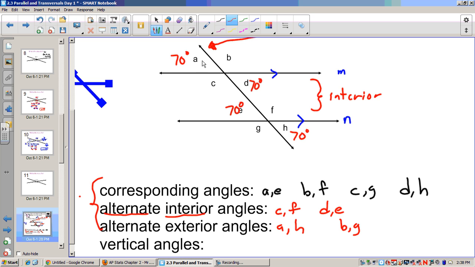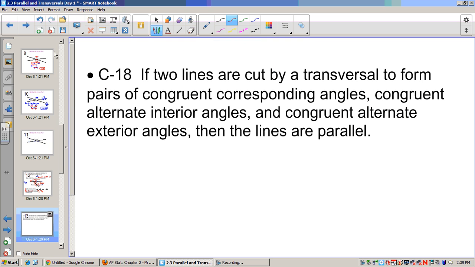Now you know linear pairs. These two are supplementary. So this would be 130, and its vertical will be congruent. Alternate exterior will be congruent, and then corresponding will be congruent. So just knowing one angle will give us the other 7 angles that are given between parallel lines and a transversal.